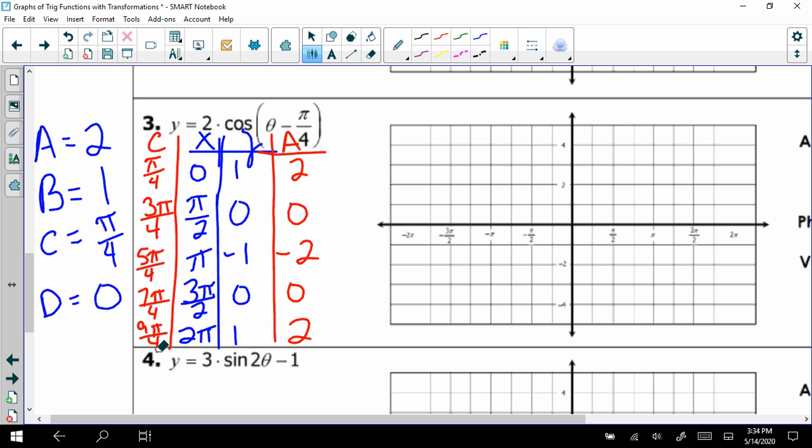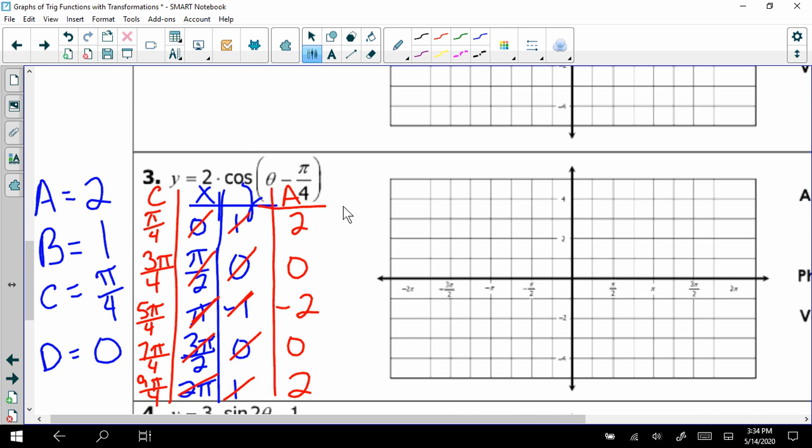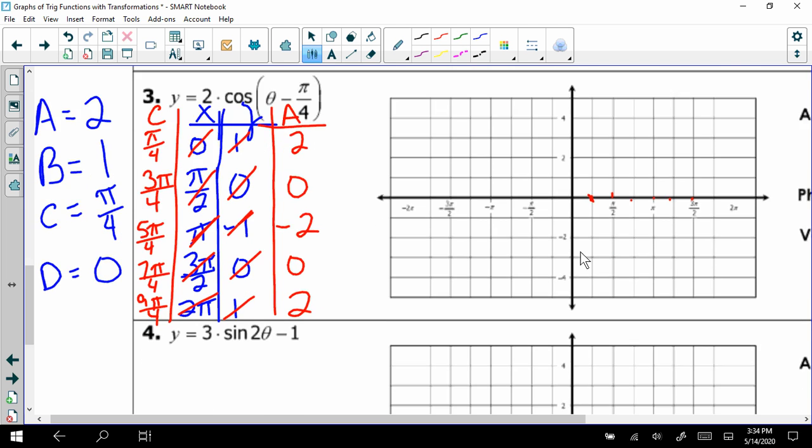I'm going to let you graph that one because I want to take a look at ones where I am changing the value of B, because that's different than anything we've done before. I'm just crossing these out to remind you these values are no longer valid. So you're going to plot pi over 4 comma 2, 3 pi over 4 comma 0. You're going to see that what happens there is it's stretched from the top and the bottom, and then it's moved to the right pi over 4. By the way, right here, this is pi over 4 because it's half of pi over 2. This is 2 pi over 4, 3 pi over 4, 4 pi over 4, 5 pi over 4, 6 pi over 4, and so on.